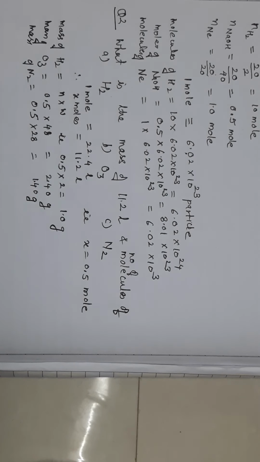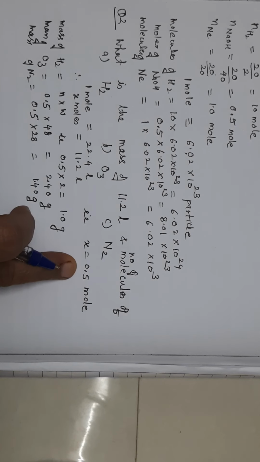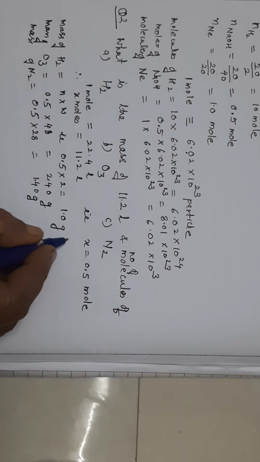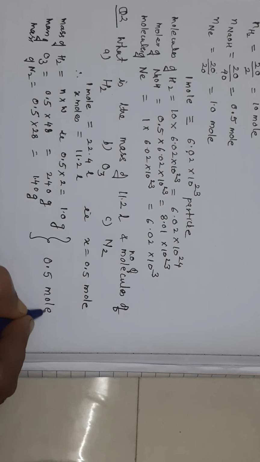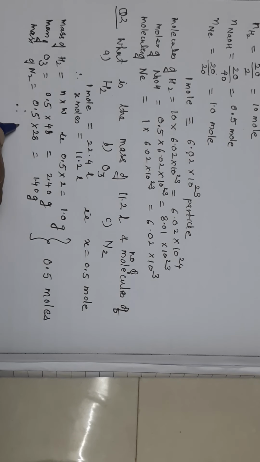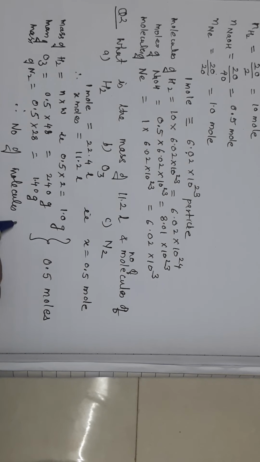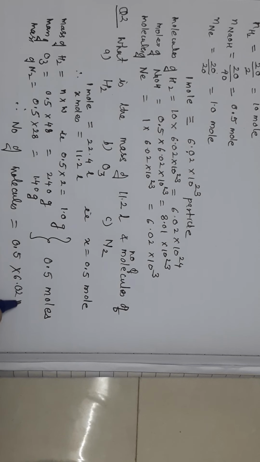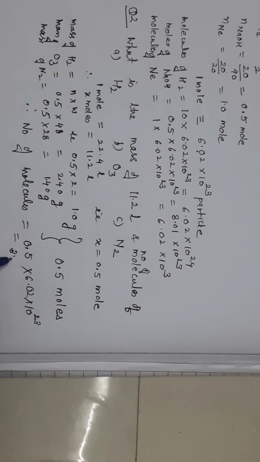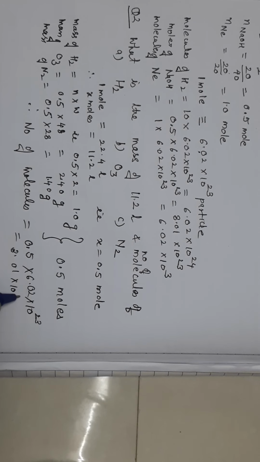Now, next is the number of molecules. The number of molecules will be very easy, because we have 0.5 moles in all 3 cases. Therefore, the number of molecules is equal to 0.5 multiplied by 6.02 into 10 raised to 23, which is equal to 3.01 into 10 raised to 23.